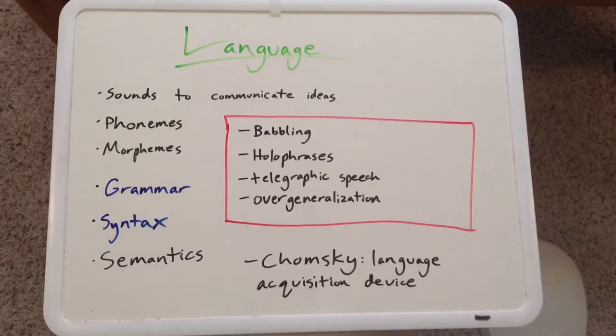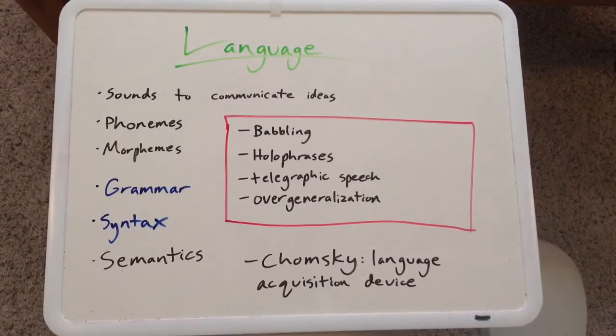Morphemes, on the other hand, are the smallest semantically meaningful parts of language. So just like parts of letters and words and things like that. Grammar is the set of rules by which language is constructed, and that is governed by syntax and semantics. Syntax is pretty much just the order of words, and semantics is the meaning of words.